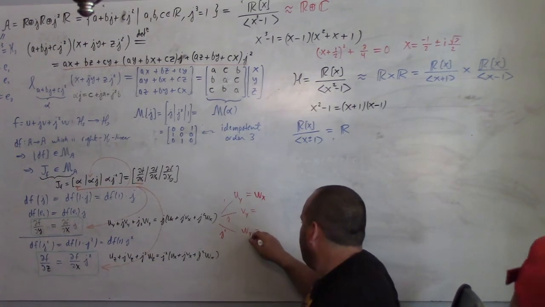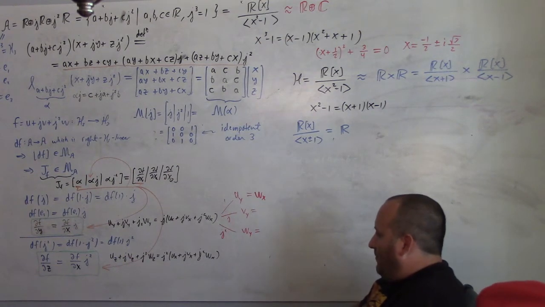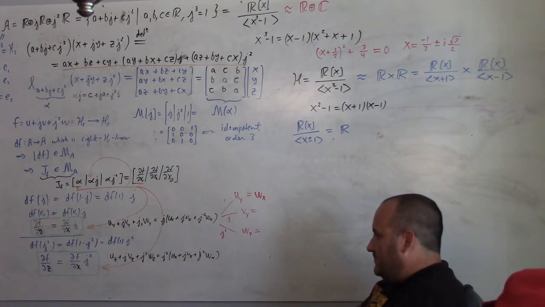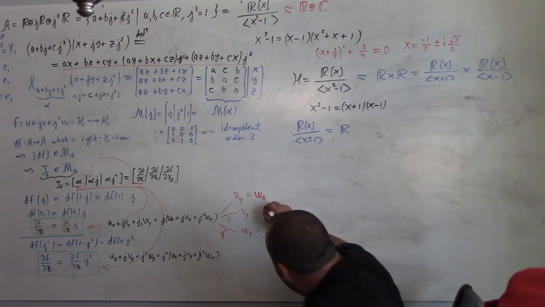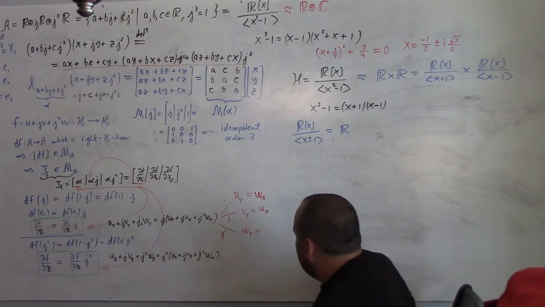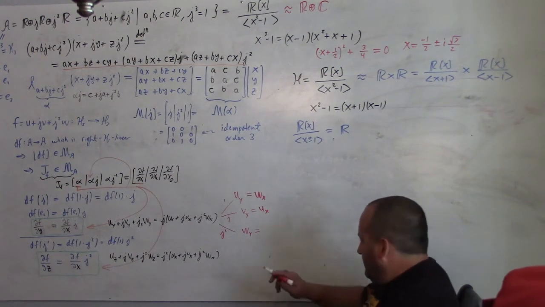Give me a second. Okay, so we did uy equals wx because that's 1 with j squared. That would mean Vy would be equal to Ux. Right. And then Wy would be equal to Vx. Right.